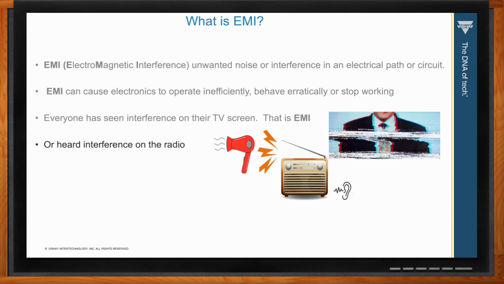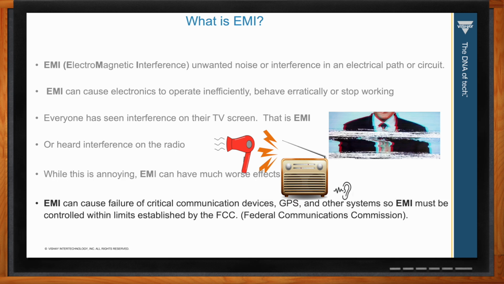That's EMI, or electromagnetic interference, and that's what we're going to try to get rid of. While this type of EMI is annoying, it can have much worse effects. EMI can cause failure of critical communication devices like GPS or other computing systems. So EMI must be controlled within limits that are established by the FCC, which is the Federal Communications Commission.